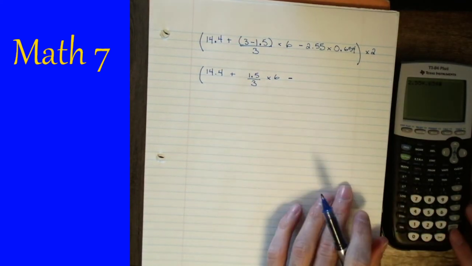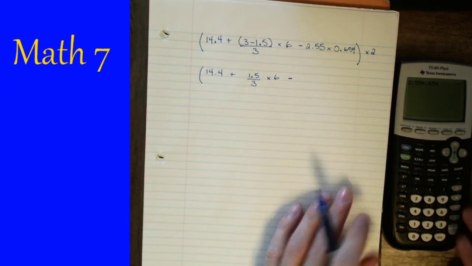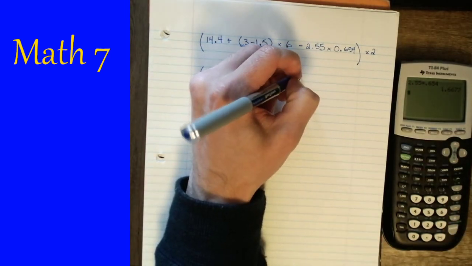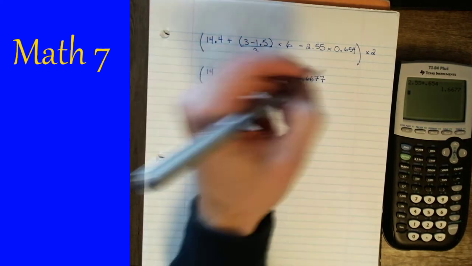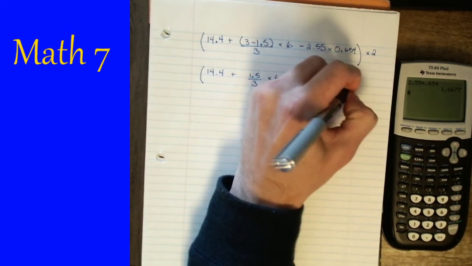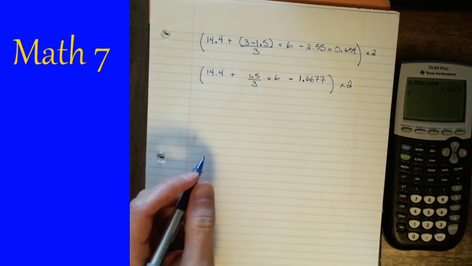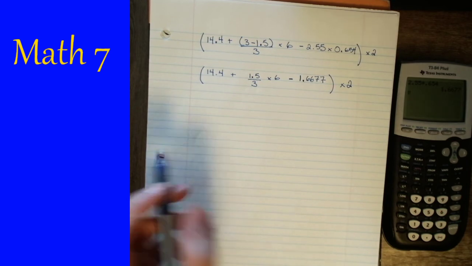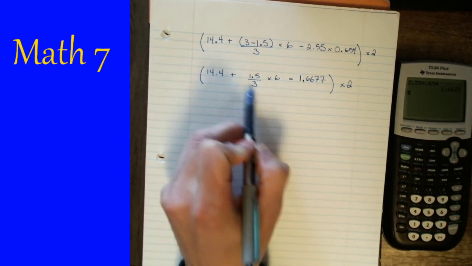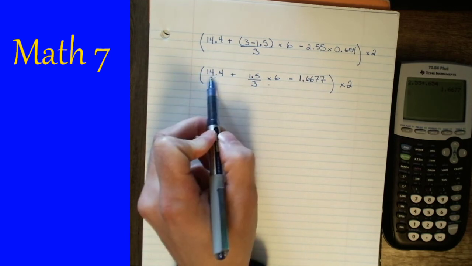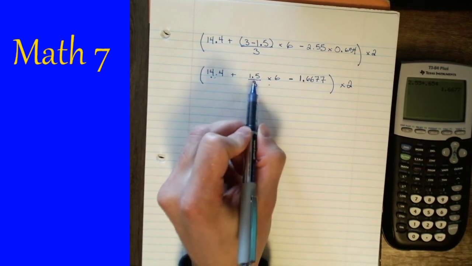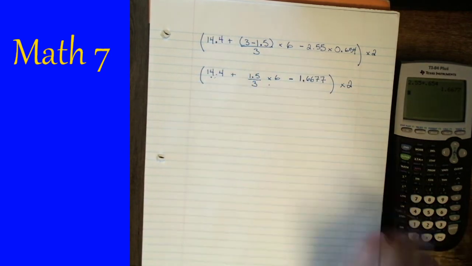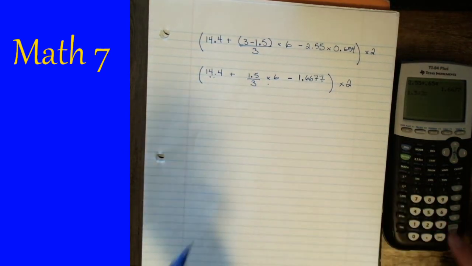Again, I truly would encourage you to use a calculator for this. There's no reason not to. And I get that times 2. Okay, so now what? We'll still have to figure out what this is, and then we'll add it to 14.4, then take away the 1.6677. Okay, 1.5 divided by 3. I want to double check that that's a half.